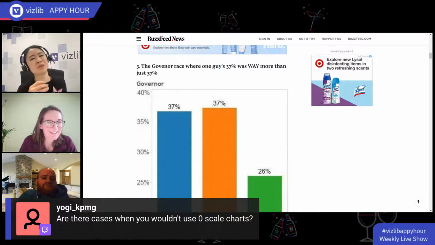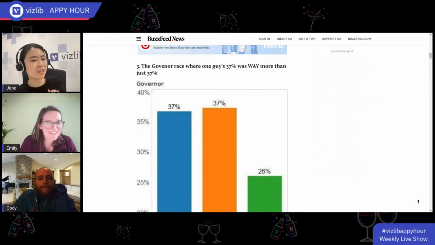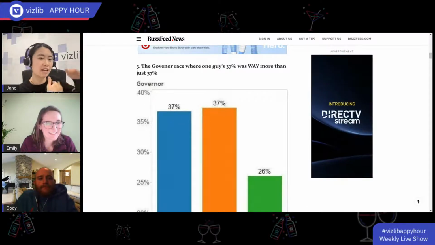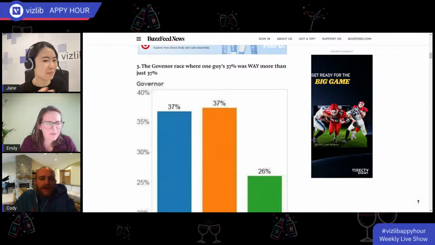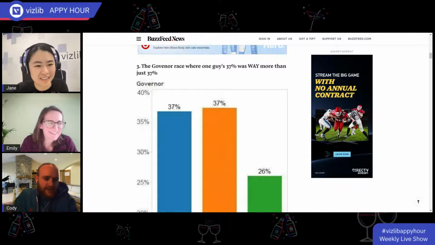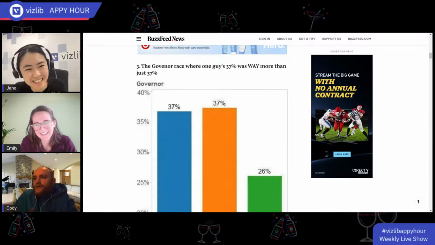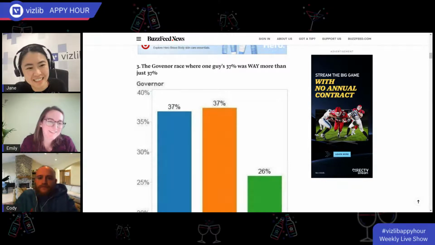How do you guys feel when a chart starts at 0, but then has a squiggly line, cutting out the middle portion and going straight to the top? Is that the same as not starting at 0? I think it's even worse. Yeah, that's basically the same as not starting at 0.